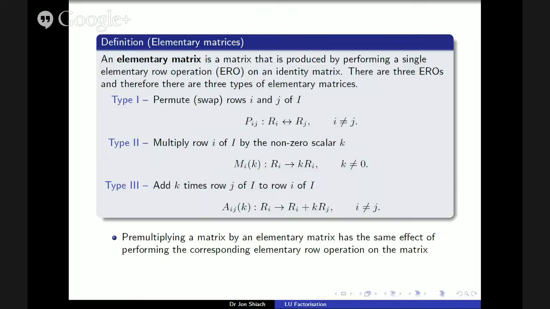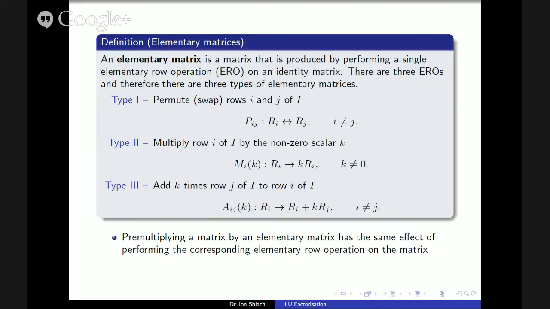The third type is adding K lots of row J to row I. With add, we take row I and add K lots of row J to row I. So an elementary matrix is simply a row operation applied to the identity matrix. The tricky thing is the notation. So P for permute, M for multiply, A for add.